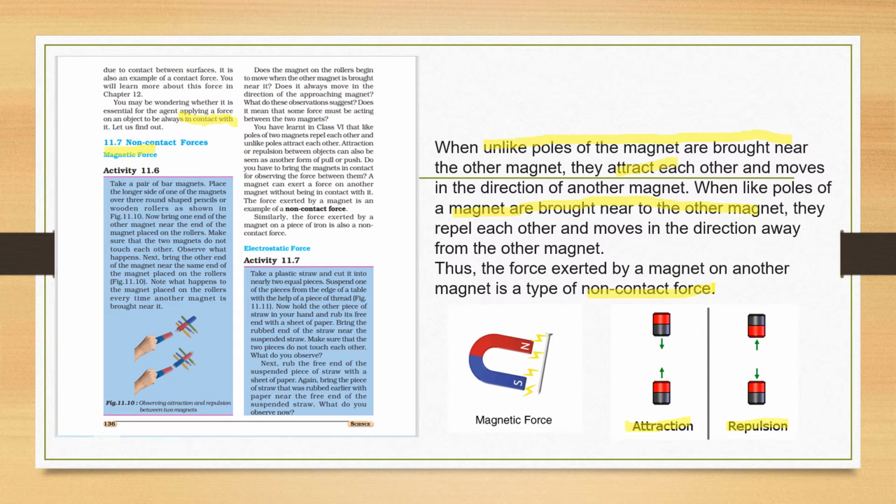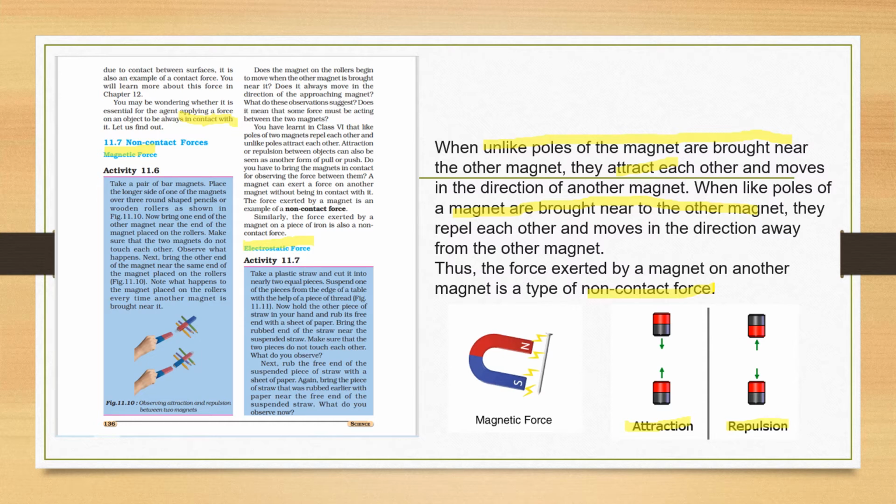Now the next topic is electrostatic force. Just see the activity given here, Activity 11.7. Let us see what we have to do in this activity. We have to take a plastic straw and cut it into two equal pieces. Then we suspend one of the pieces from the edge of the table, and hold the other piece in our hand and rub it with a sheet of paper. Then we bring it towards the suspended straw and observe what happens.